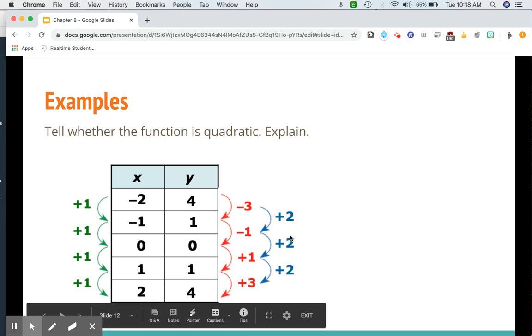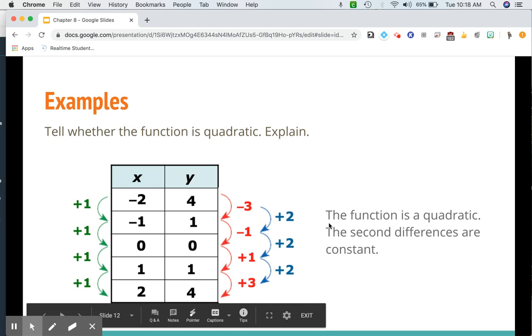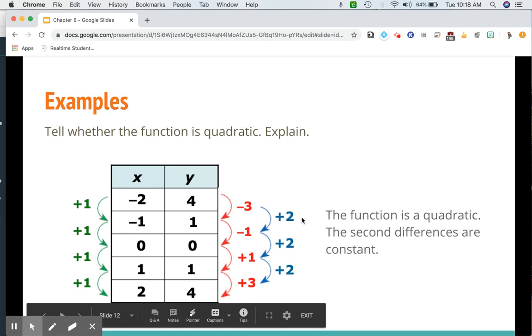So because of that, this function is a quadratic because the second differences are constant. Again, this is all you need to do when it says explain. The function is quadratic, the second differences are constant. So that's what we're looking at, the second difference to determine whether or not you have a quadratic function or not.